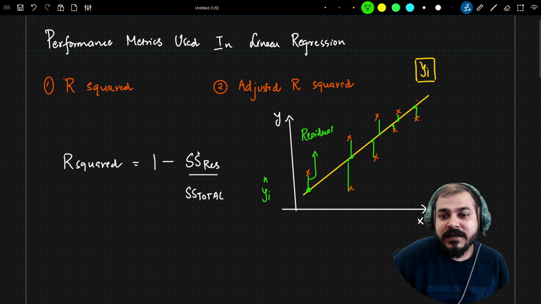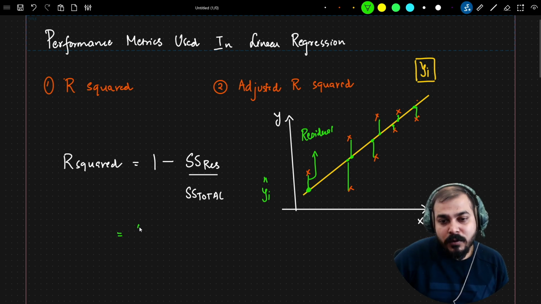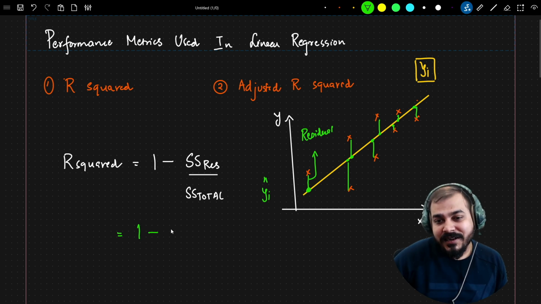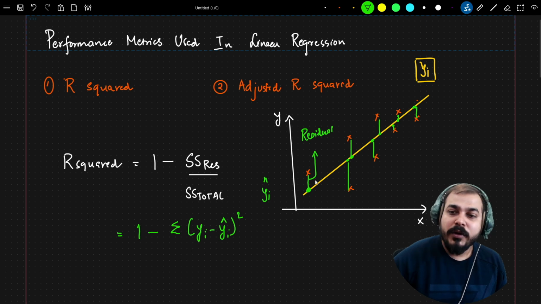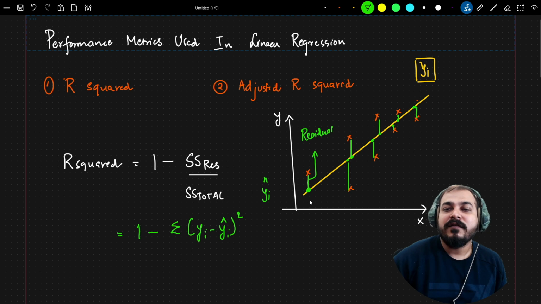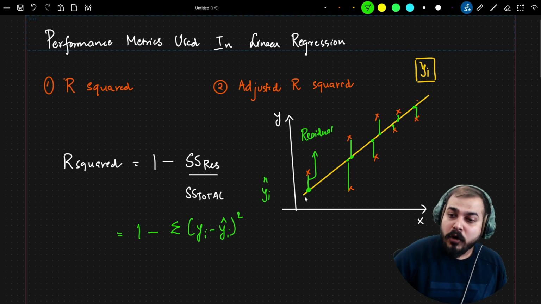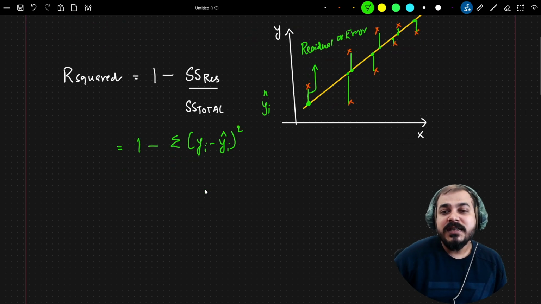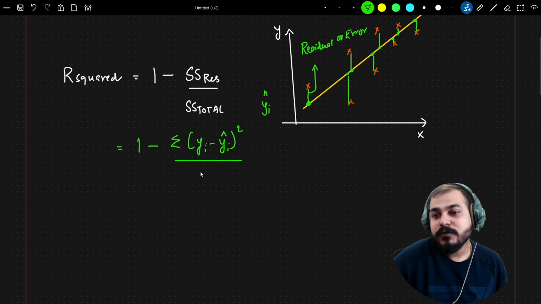Now, understand the definition over here. I am writing 1 minus sum of squared residual. With this notation, I can write this as the summation of y of i minus y of i hat, whole square. In short, I am finding the difference between y of i and y of i hat, and doing the summation of all these residuals, which I can also call errors. Now this will be divided by sum of squared total.